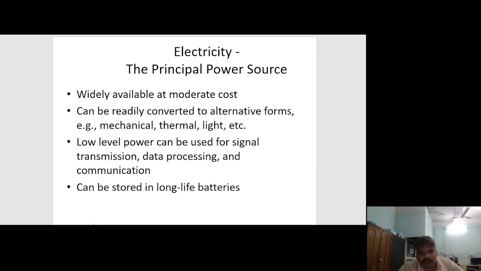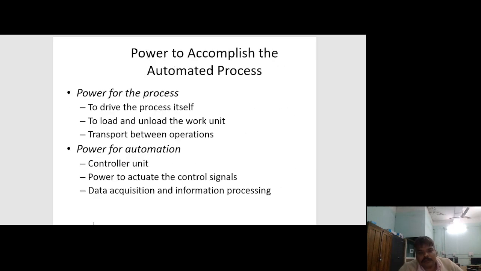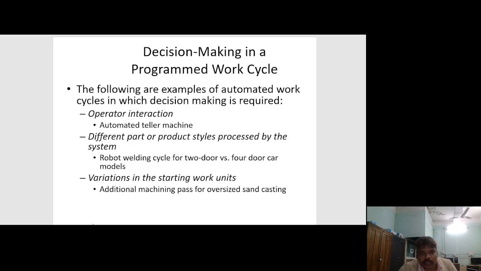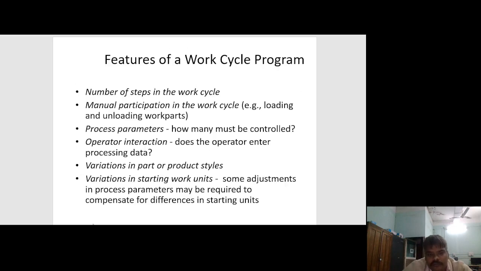Elements of an automated system. Electricity, the principal power source. Power to accomplish the automated process. Power for process. Power for automation. Program of instruction, for example a CNC part program. During each step, there are one or more activities involving changes in one or more process parameters: temperature setting of a furnace, axis position in a positioning system, motor on off, decision making in a programmed work cycle.